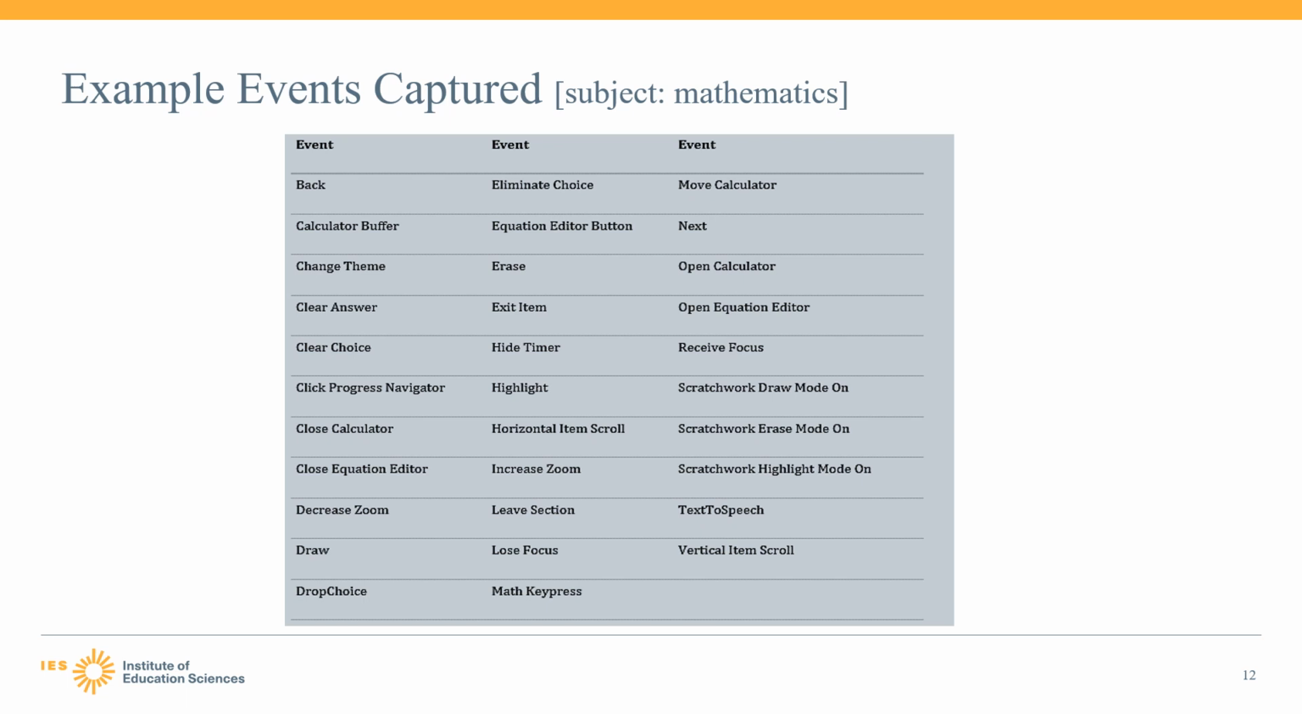Here is an example list of actions or events that are captured for the NAEP mathematics assessments. We have already seen some of these events on the previous slide within the observable type column. However, it is important to note that there are more events in the dataset. Some events that are captured are quite intuitive and self-explanatory, such as highlight, increase zoom, and open calculator. Other events are not so intuitive. For example, calculator buffer, drop choice, and first text change.